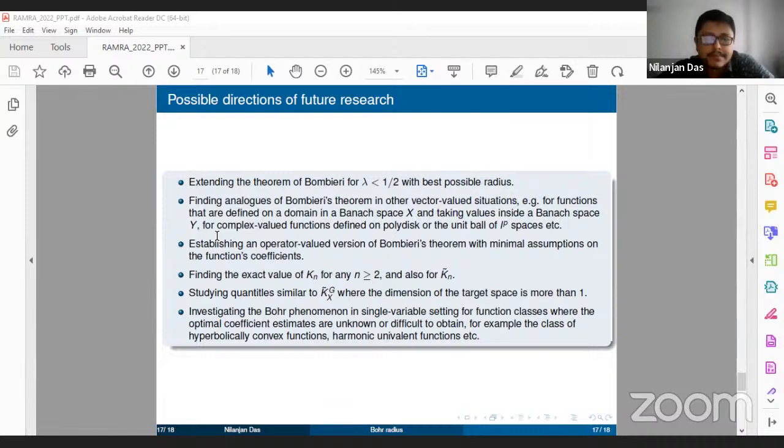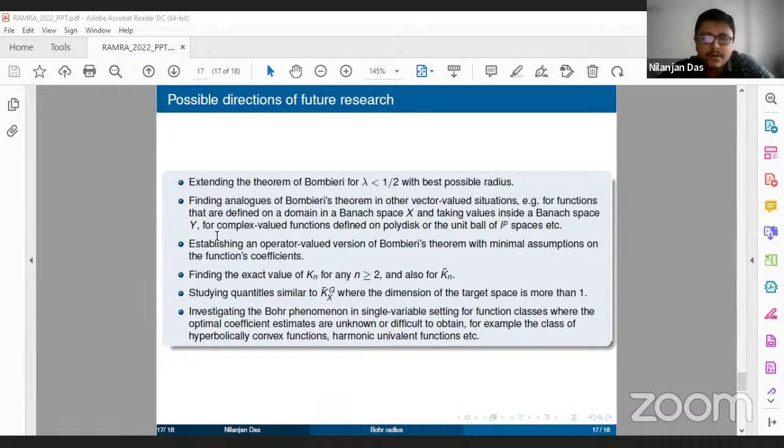And then, establishing an operator valued analog of Bombieri's theorem with minimal assumptions on the function's coefficients, because the theorem we proved assumed that the initial coefficient is normal and commutes with every other coefficient. So can one relax these assumptions? Then, coming to the Bohr radius in several variable situations, finding the exact value of K_n for any n bigger than or equal to 2 has been a problem since 1997. A similar problem can also be attempted for K_n tilde.